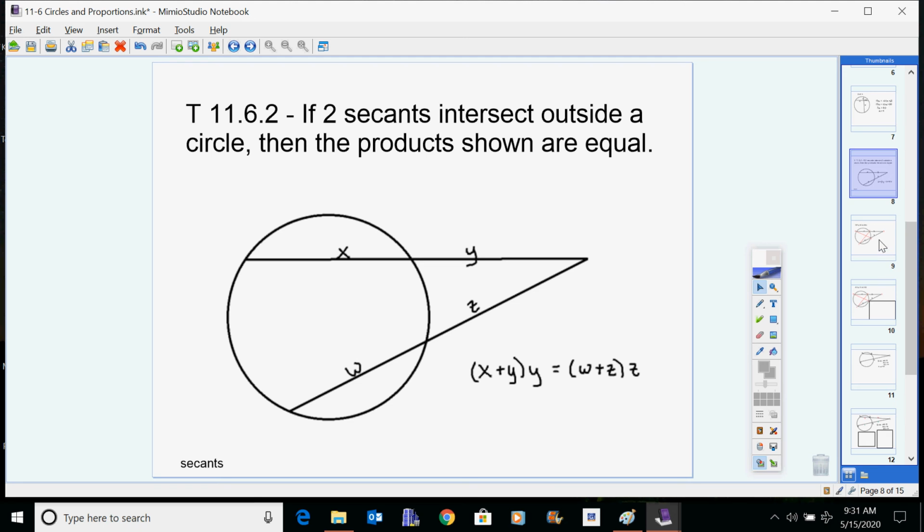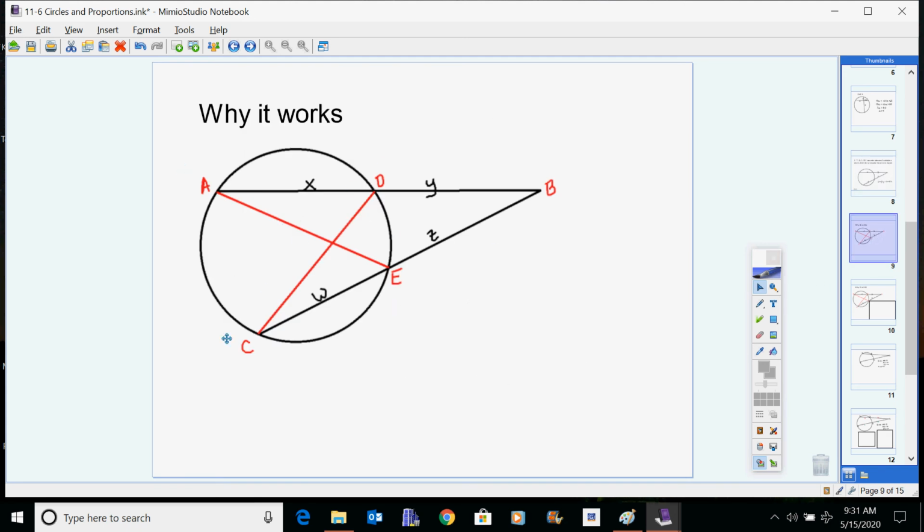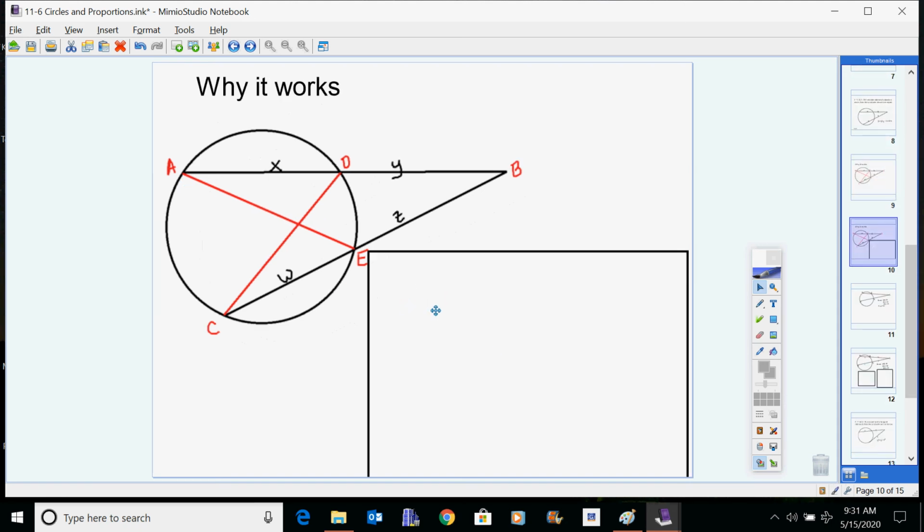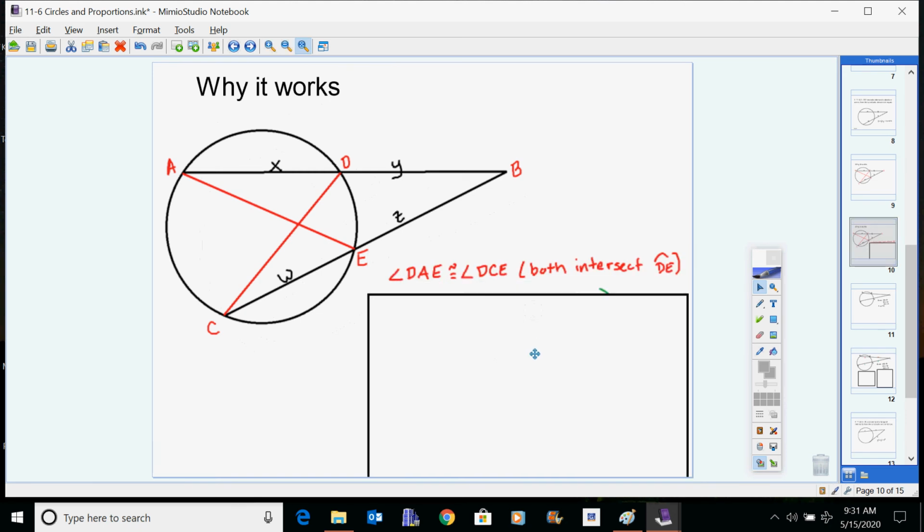All right, so here's our little mini proof. I'm going to draw in some extra things here. We draw in this, draw in this. If you don't write this down, it's okay, but please pay attention to the whole thing. Okay, so we have these drawn in. Once again, we want to think about the idea that these two, DAE and DCE, both intersect the same arc, so that makes them congruent to each other. All right, so we could mark in some congruence here, but we know that it's congruent.